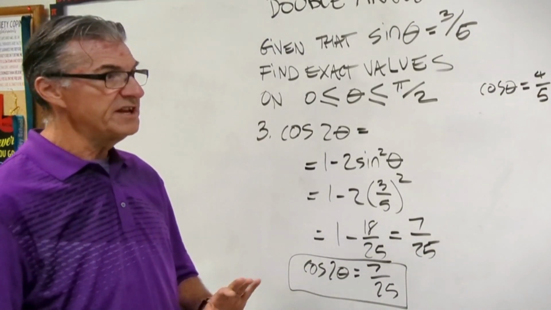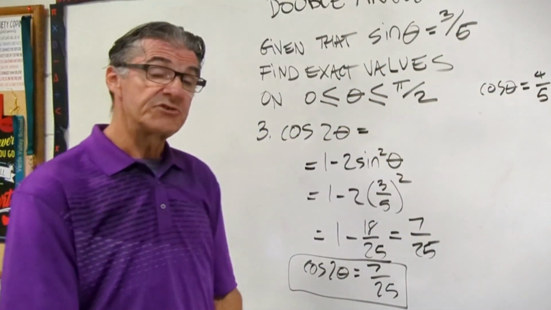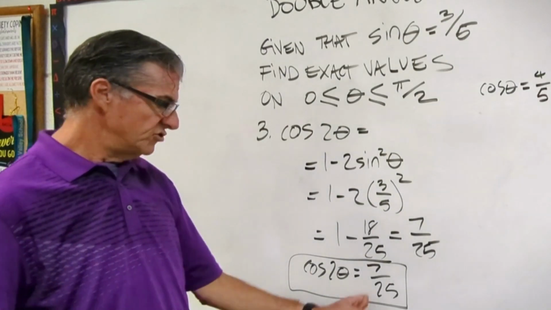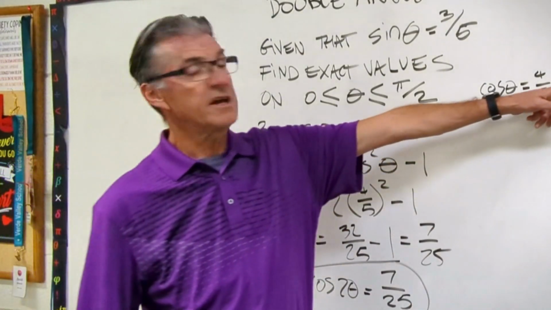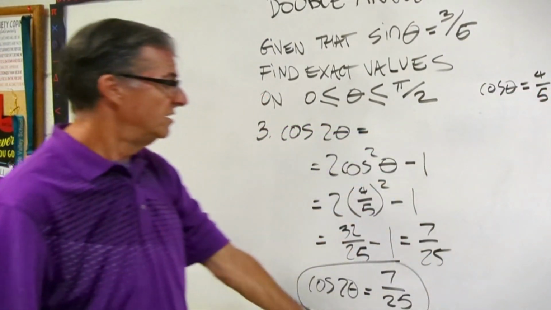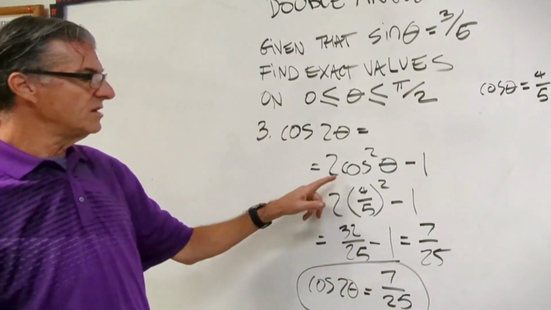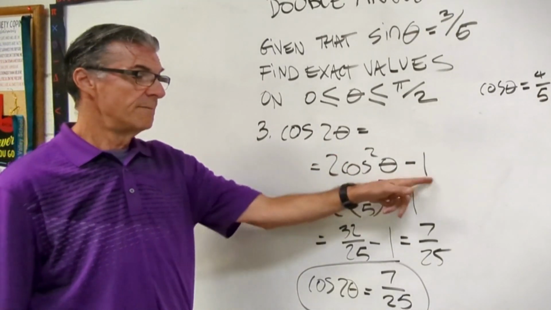Now I want you to pause the video and pick a different one of these three and work that math, and you should get to the same result. All right, so I just went ahead and picked the second double angle formula for cosine, which is cosine of 2 theta equals 2 times cosine squared theta minus 1.